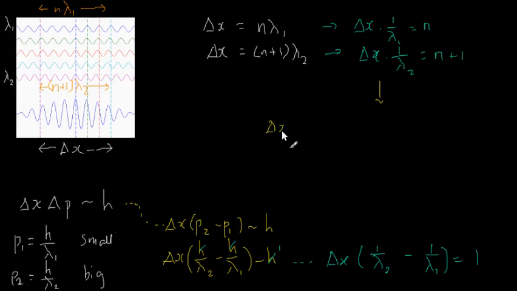So delta x times 1 over lambda 2 minus 1 over lambda 1 on the left hand side, and on the right hand side, n plus 1 minus n, which is 1. And it's now quite clear, with delta x as the common factor, that this equation would become this one if I factor out the delta x. Therefore I've derived it, because from here all I need is to multiply both sides by h.